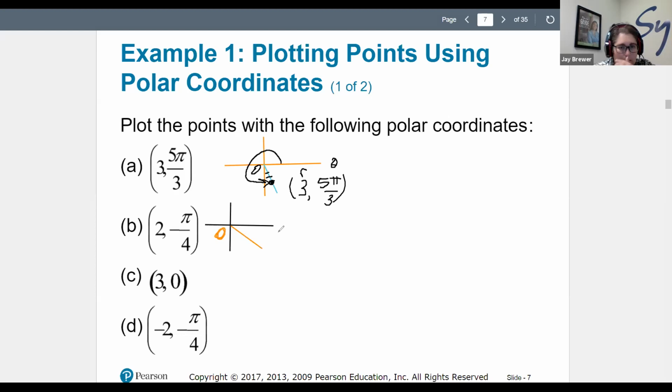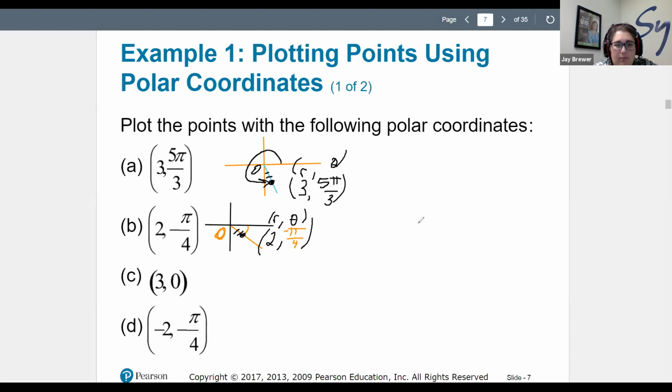Okay, so there's our pole. It starts at the origin. And so our theta here is negative pi over 4. Okay, and then we're just counting 2 on that line. So just like that. And again, it's r comma theta.